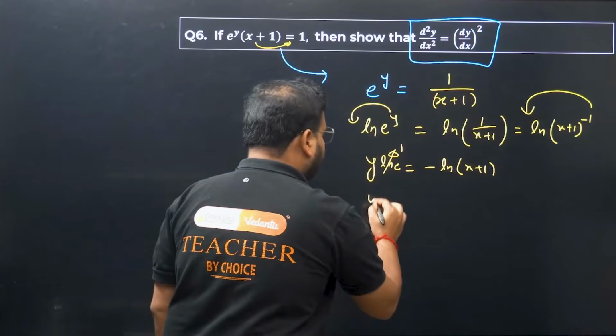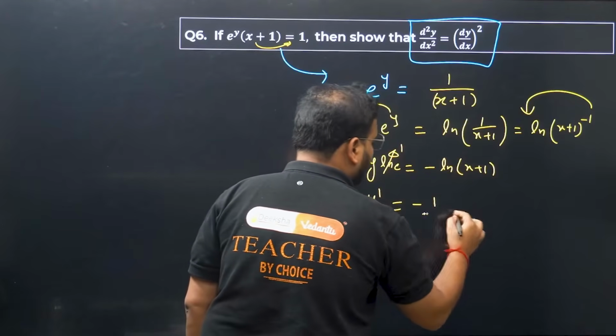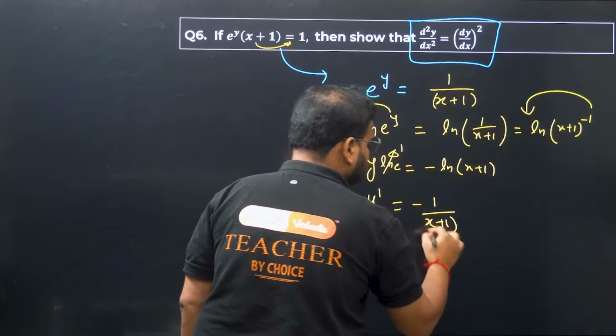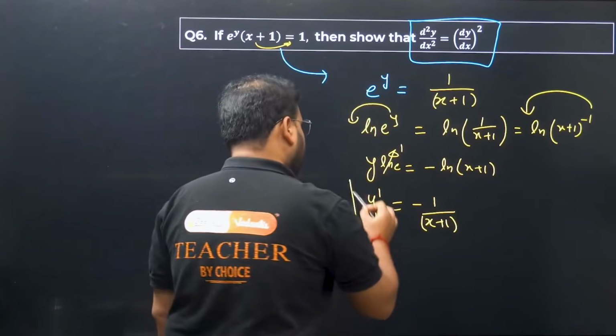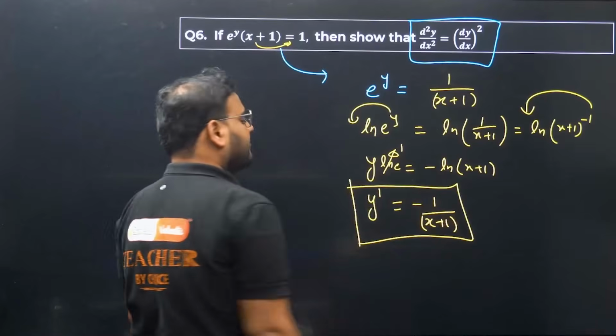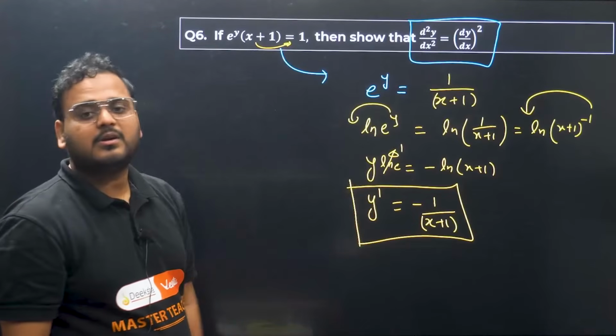Differentiate this, we'll have y dash over here. This equals the derivative of this. So I get 1 upon x plus 1. That's my derivative of ln x plus 1. This is my first derivative. Y dash means first derivative. I'm trying to find out now the second derivative.